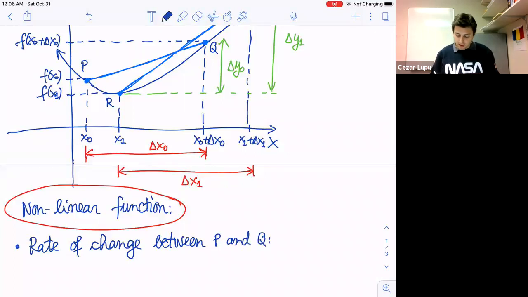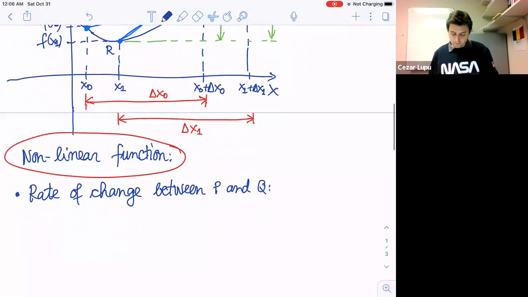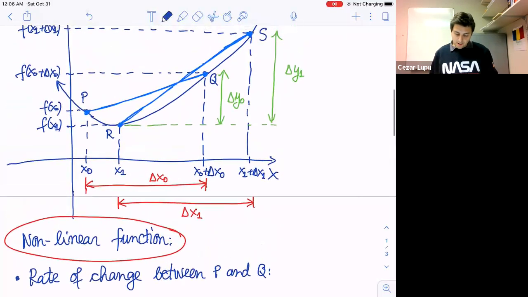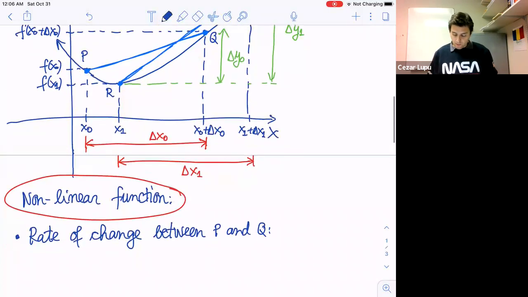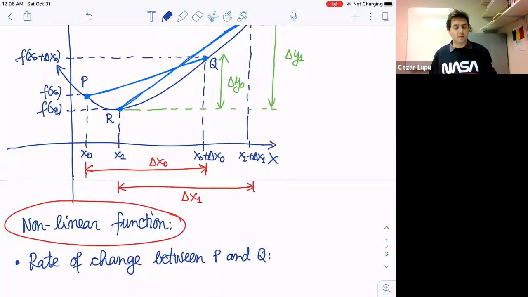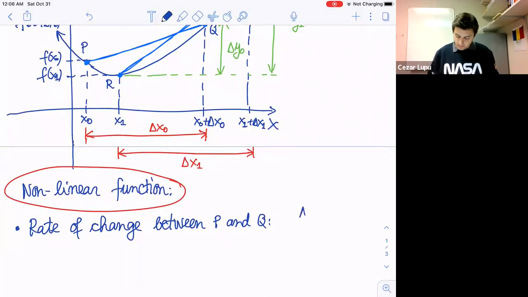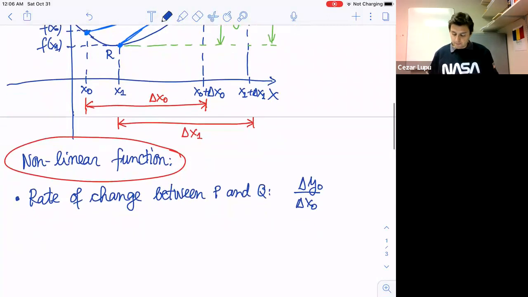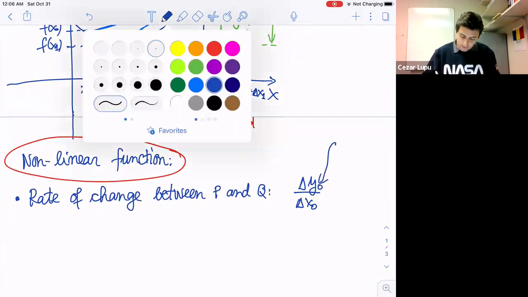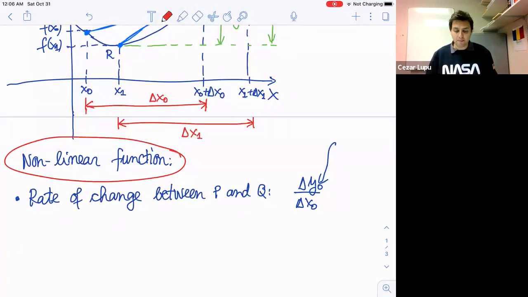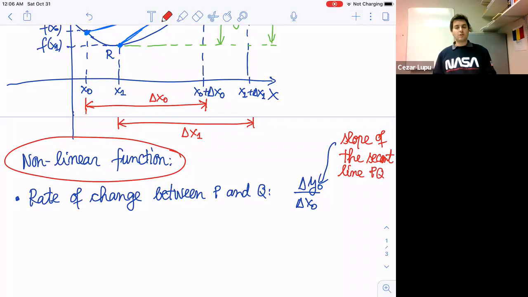So the rate of change between P and Q is given by, let's look at the picture, P and Q. So it will be dy0 over dx0, right? So this will be nothing else than the slope of the secant line PQ. All right, so keep that in mind.